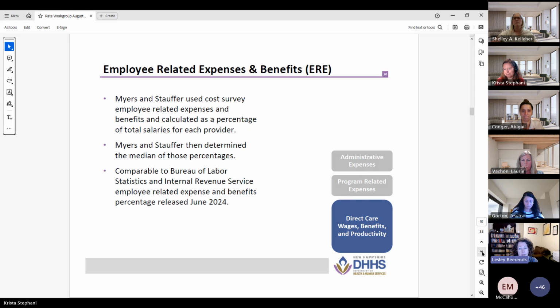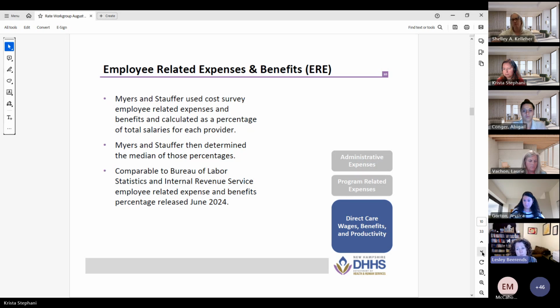The next component then, employer-related benefits. So we took the cost survey data and took the employer-related expenses and benefits from the cost surveys, calculated as a percentage of total salaries for each provider. So took the cost surveys, calculated that percentage, and then we determined the median of those percentages.